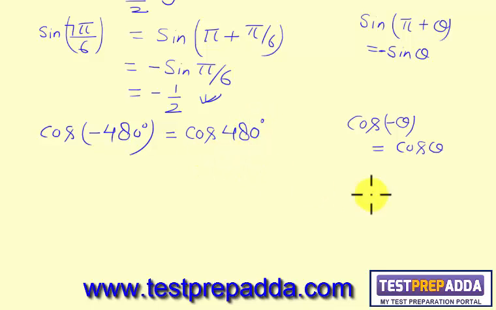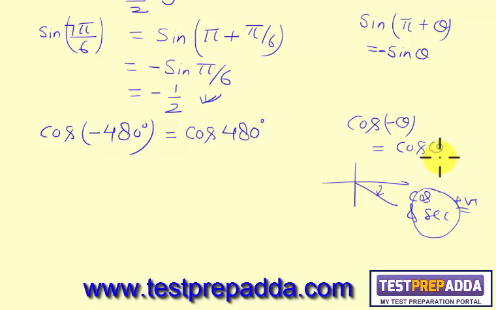Got the idea? Actually, why is cos minus theta equal to cos theta? If you take cos minus theta, you have to move clockwise, and if clockwise, the angle lies in the fourth quadrant, and in the fourth quadrant cos and sec, these two trigonometric ratios are positive, so cos minus theta becomes cos theta. Got it? Now, cos 480 degrees.